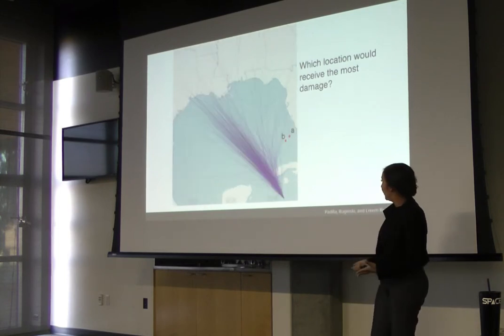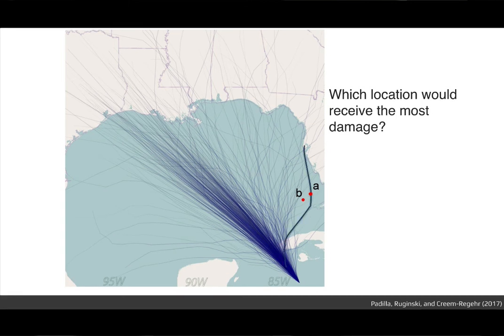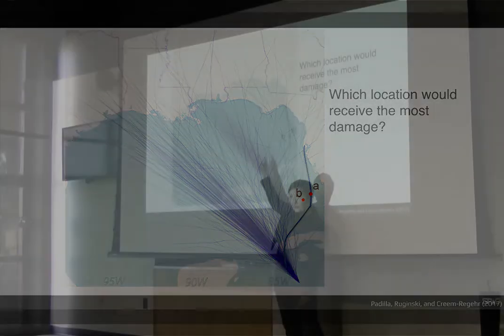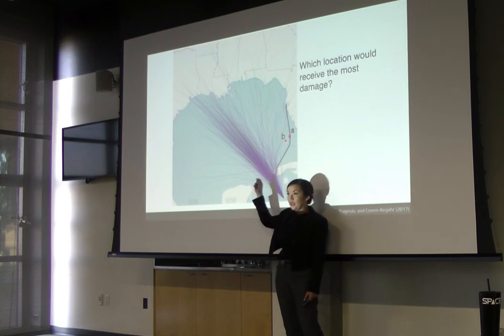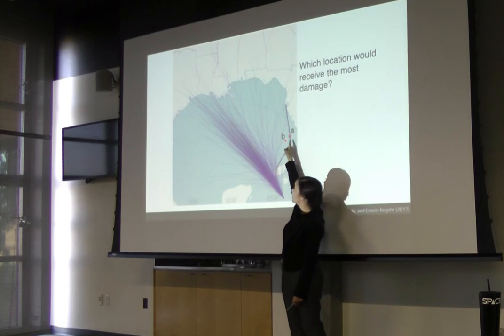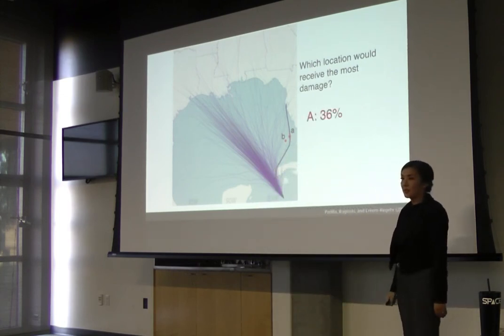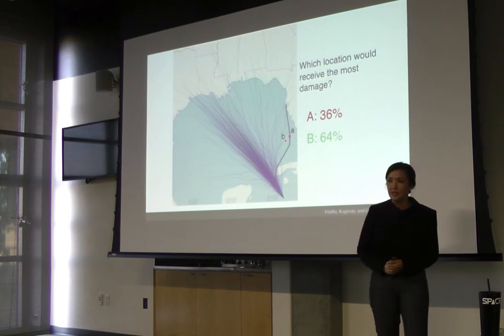But when we change the scenario, where the further location, further from the central tendency of this distribution, happens to be hit by one of the lines, what do people do? If they were using their same strategy, thinking that the closer location to the center would receive the most damage, they should say B 100% of the time. If they think that there is some true likelihood where this hurricane is going to follow this exact path and hit A, they'll say A some percentage of the time. People say A 36% of the time, people say B 64% of the time.